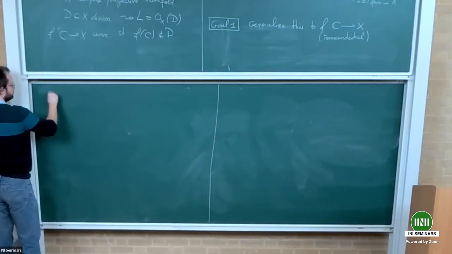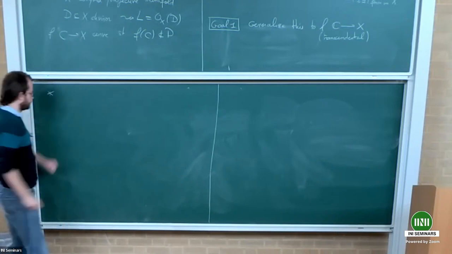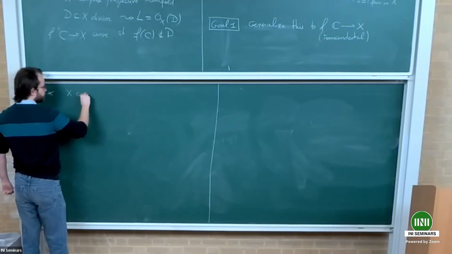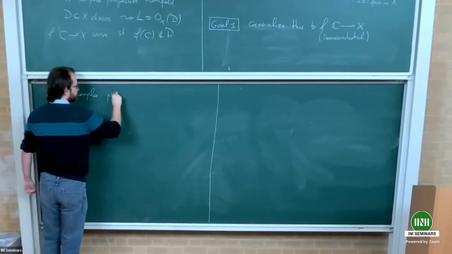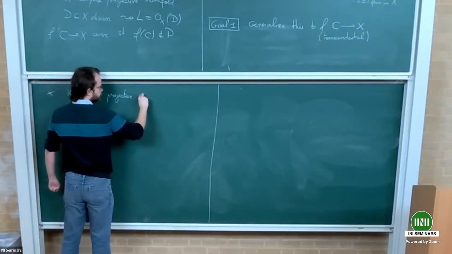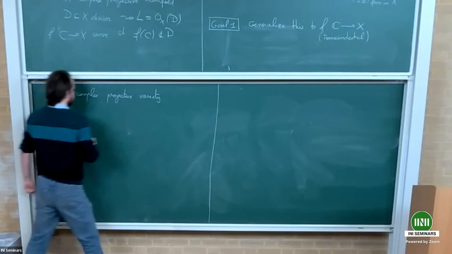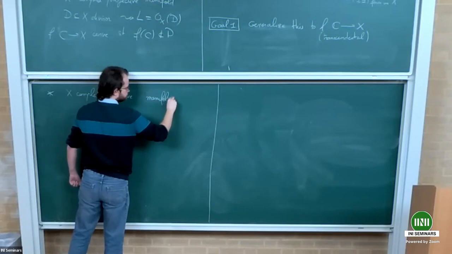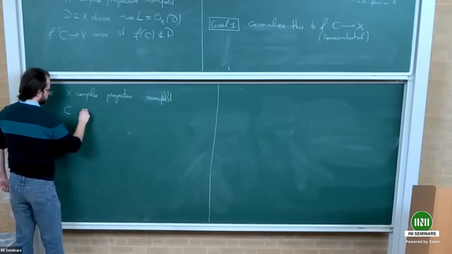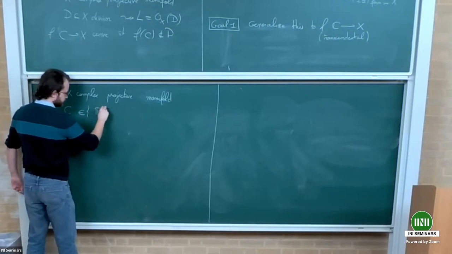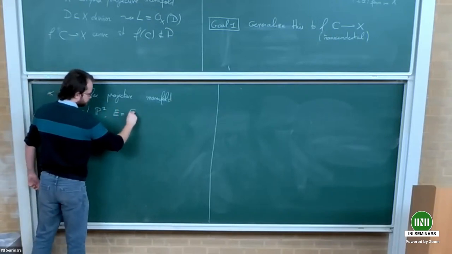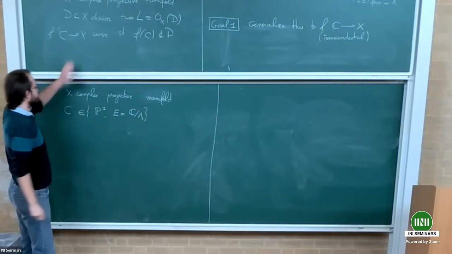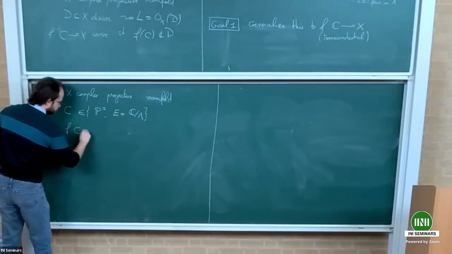The second goal is to generalize something else, which is also true in the complex projective setting. Again take X, a complex projective manifold. And I will take a curve, but not any curve: I will consider either P1 or an elliptic curve, so non-hyperbolic. And again, consider a morphism from C to X.